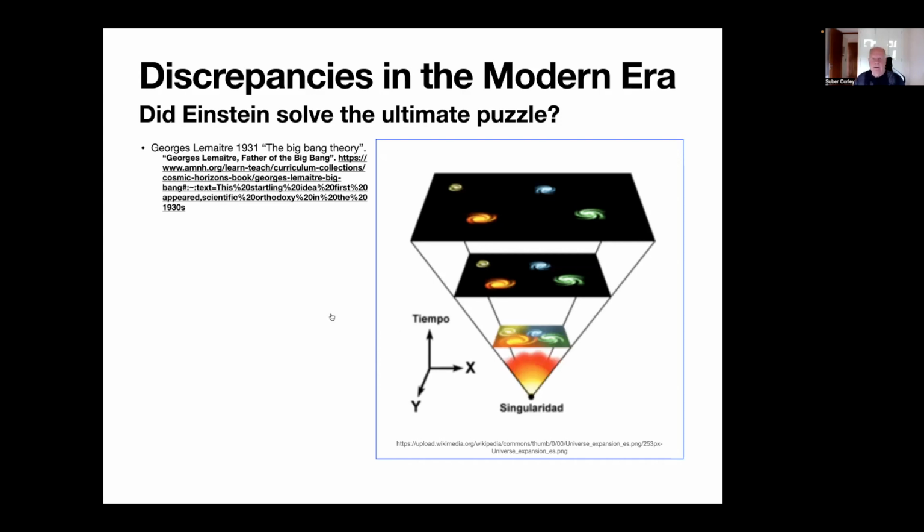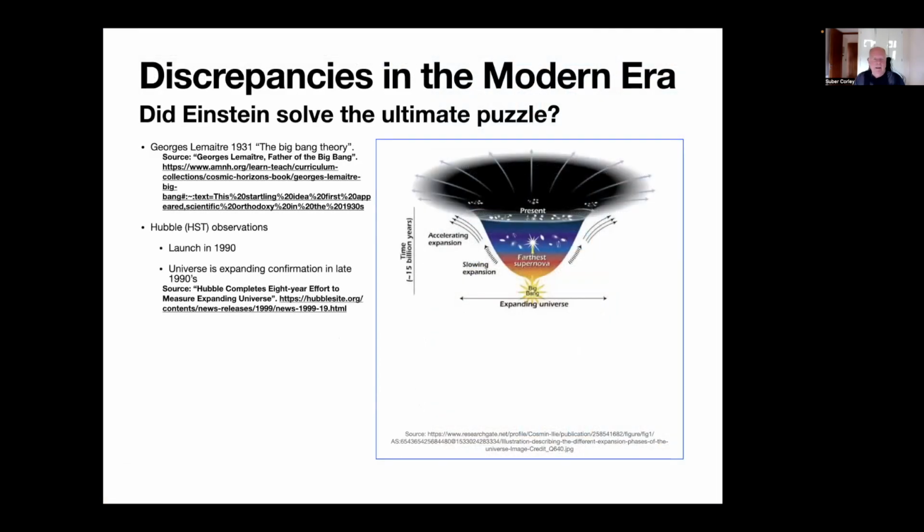However, that expansion was, of course, affected by gravity, and calculations were made in the later part of the 20th century that the expansion was ultimately going to be affected by gravity. It would be slowed down, and ultimately collapse would occur, back to a singularity, possibly another bang, another bang, another bang. However, in 1990, the Hubble Space Telescope was launched.